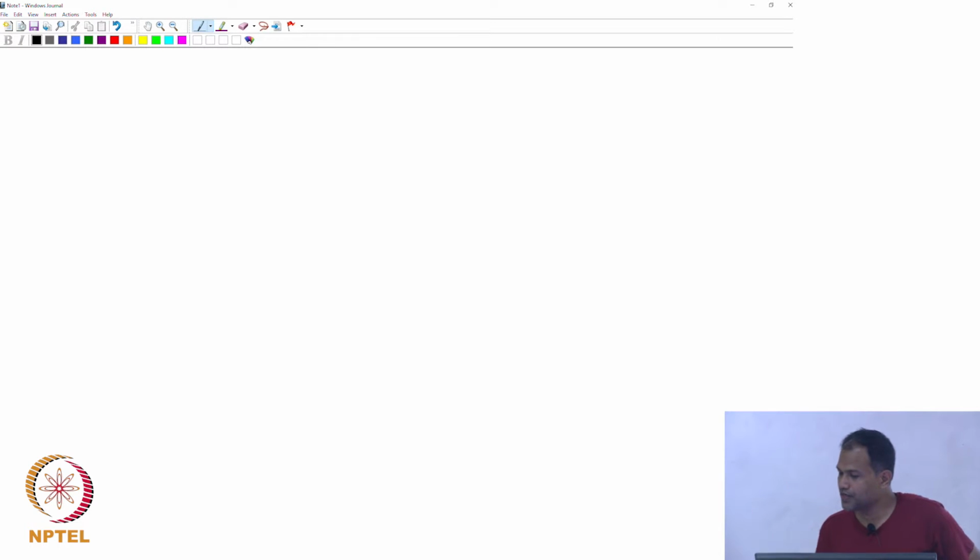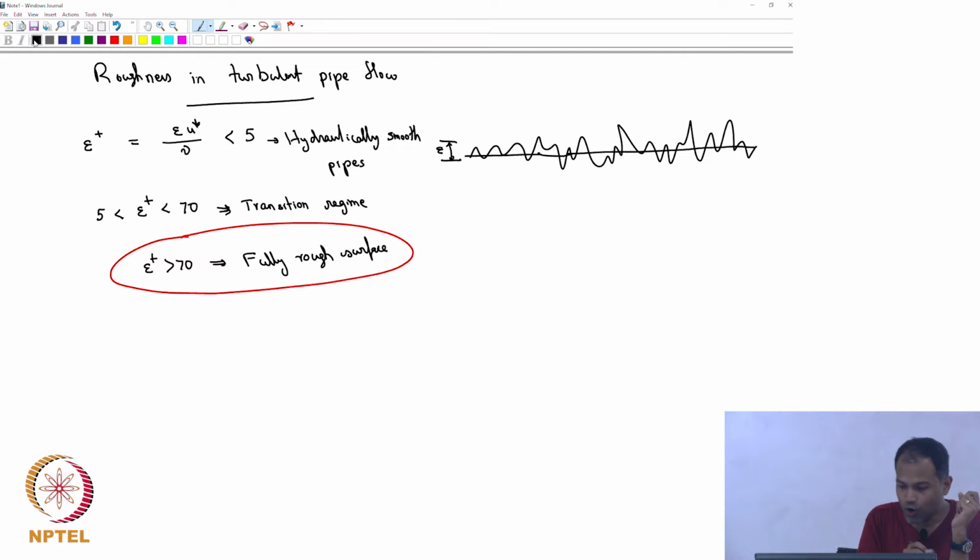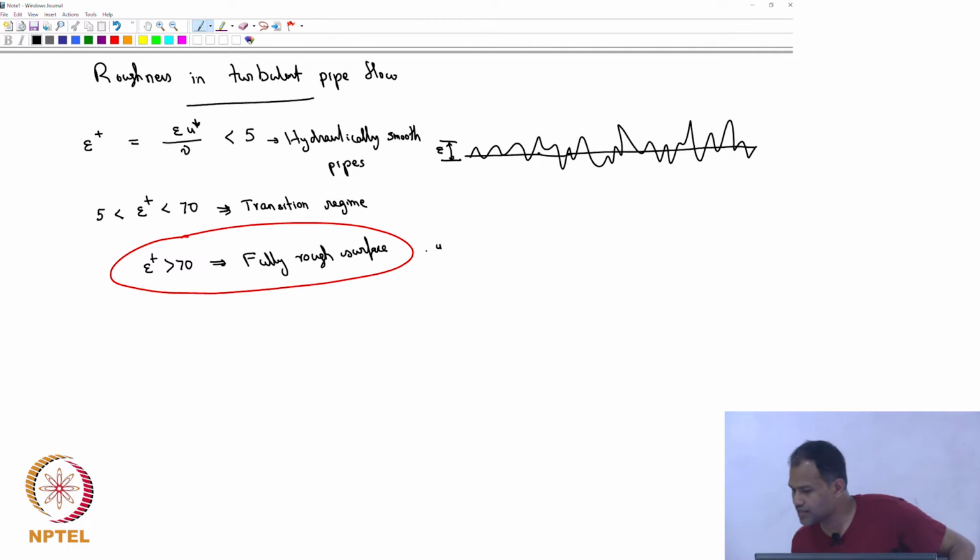So what is it that we can do in the fully rough region? In the fully rough region, so let's say in this region, the overlap law basically gets modified. I'll just take it for granted. I'll just write down u plus is equal to 1 over k ln y by epsilon plus 8.5.